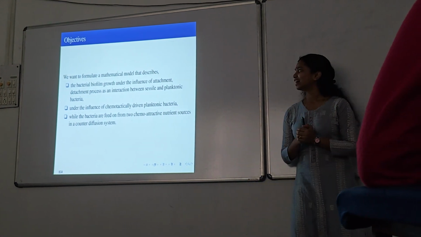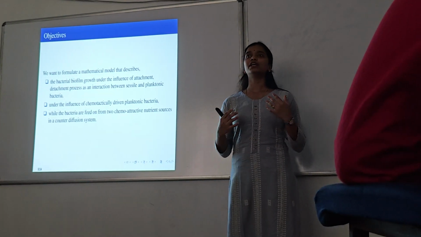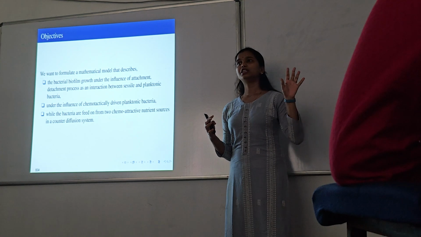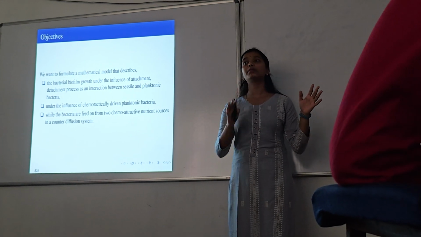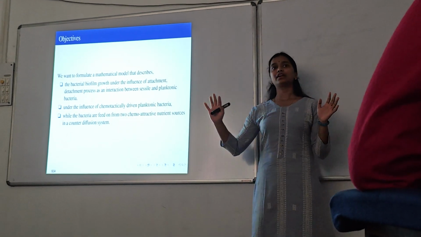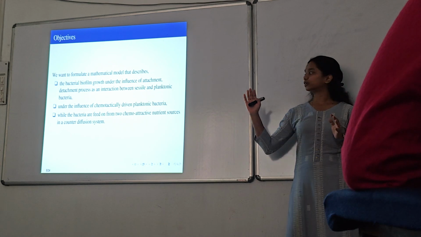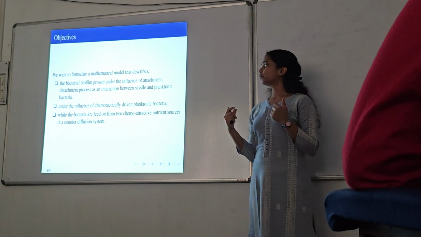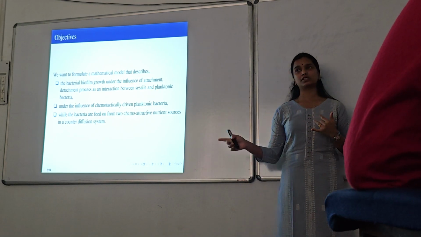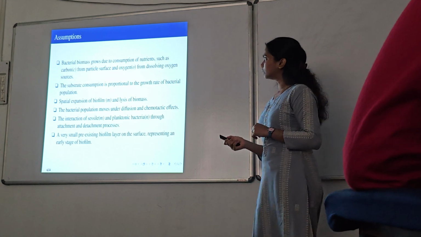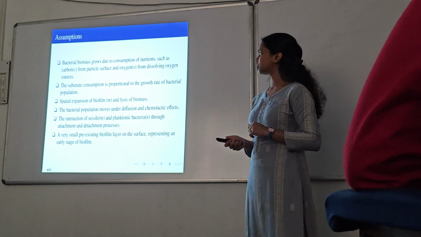Okay, sorry. So those are food. We are interested in the part where carbon is diffusing from the source where the biofilm is growing, and oxygen is dissolving from distant sources. So we have two nutrients, carbon and oxygen, and two types of bacteria. We want to model this under this assumption.